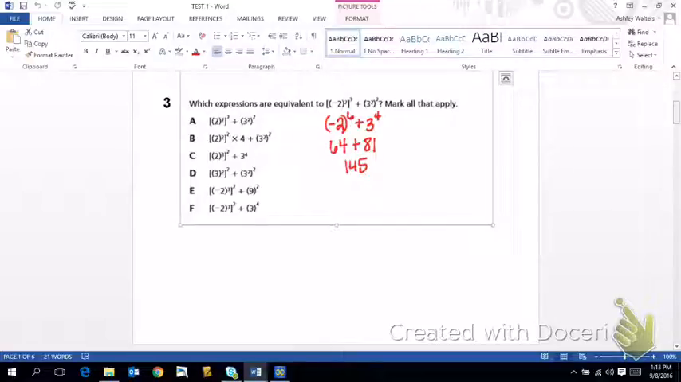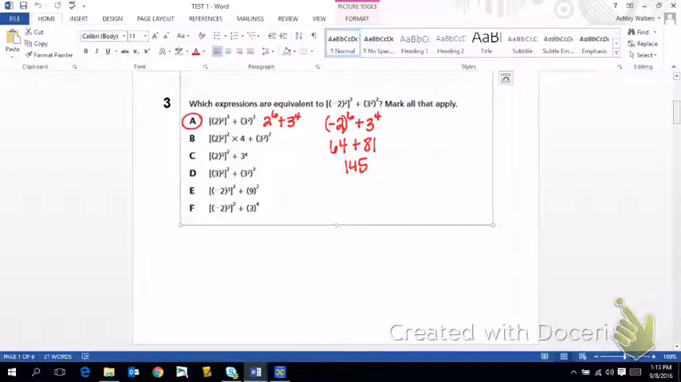So we should be checking, if we're going to mark all that apply, to see which of these will simplify down to 145 as well. Again, we're using the product rule for exponents. Therefore, we're going to multiply the exponents, which gives us 2 to the 6th power plus 3 to the 4th power. And you're multiplying that 2 an even amount of times, so it doesn't matter whether the 2 is negative or positive. 2 to the 6th power is going to give us that 64, and 3 to the 4th power is going to give us that 81, which when added together will give us 145.